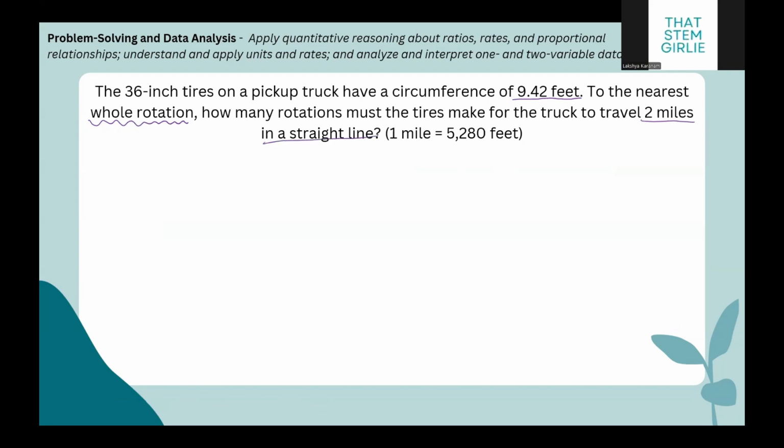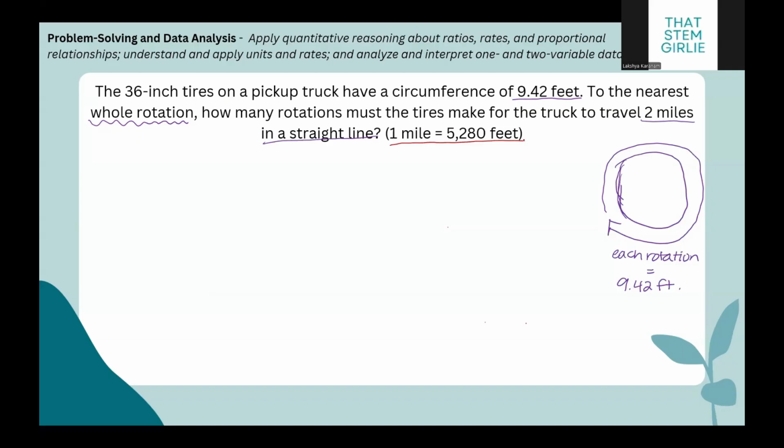So here it's telling you that the circumference of a tire is 9.42 feet. What that means is in the process of rolling, in making one full rotation, it is going to move forward 9.42 feet. So each rotation will take up 9.42 feet. So 2 miles. We're also given a proportion here. We're given that a mile is 5,280 feet.